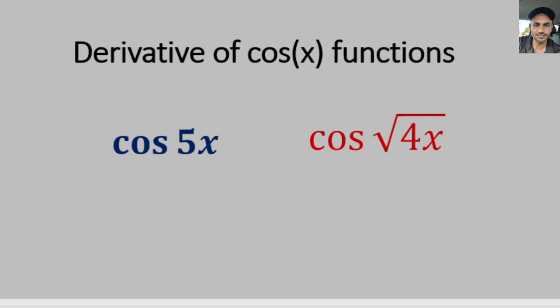Hello everyone, in this video I'm going to take the derivative of cosine functions. So here we have two examples. One is cosine of 5x and the other one is cosine of square root of 4x.